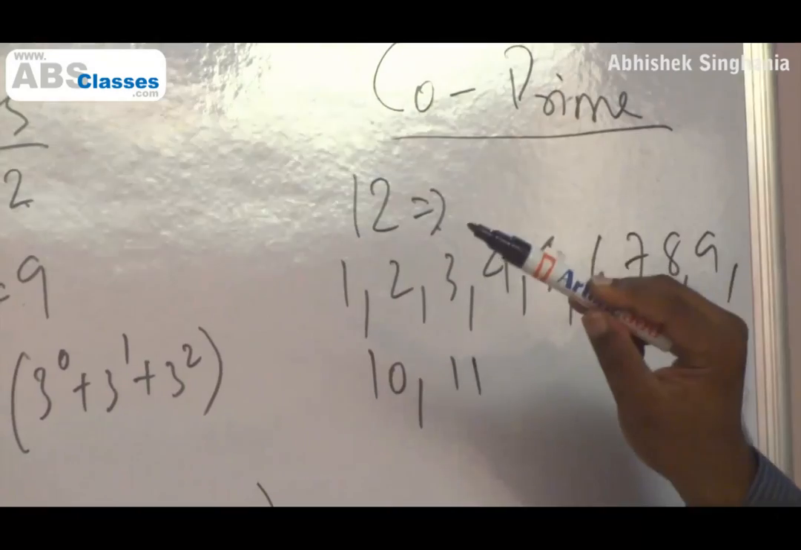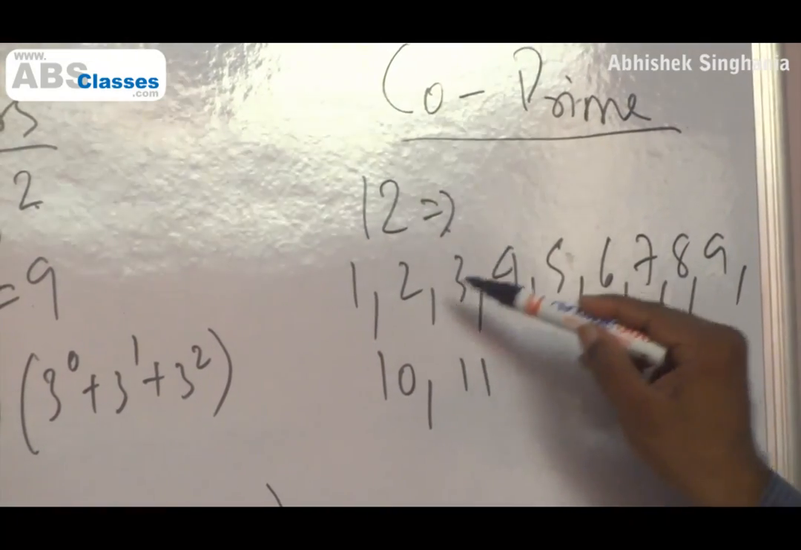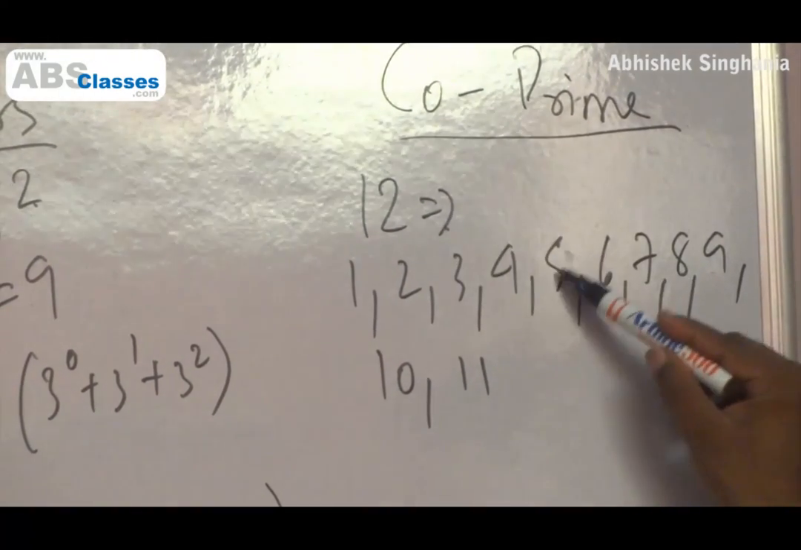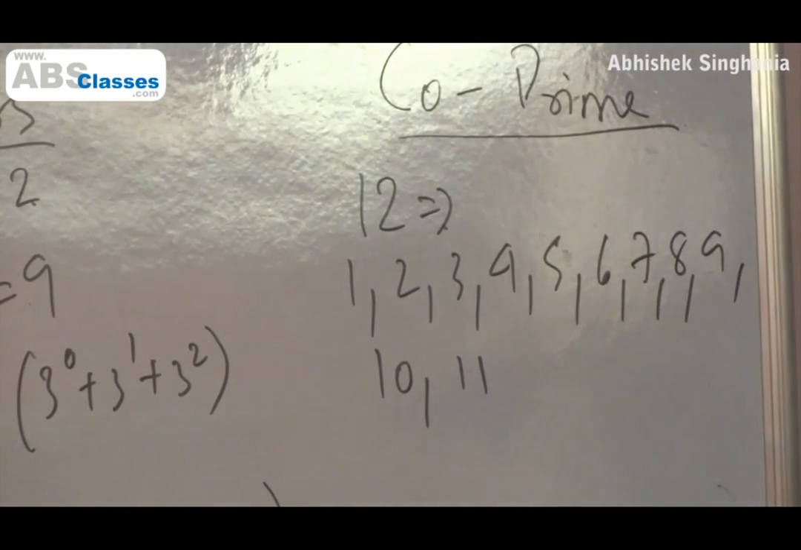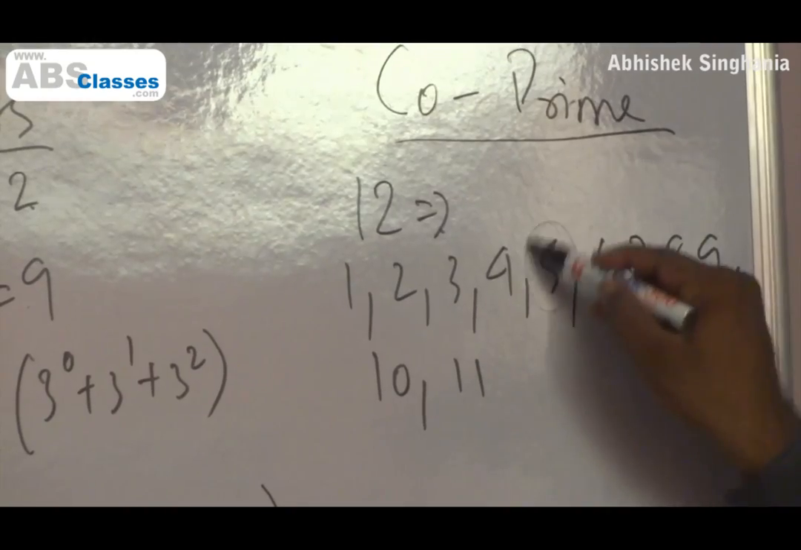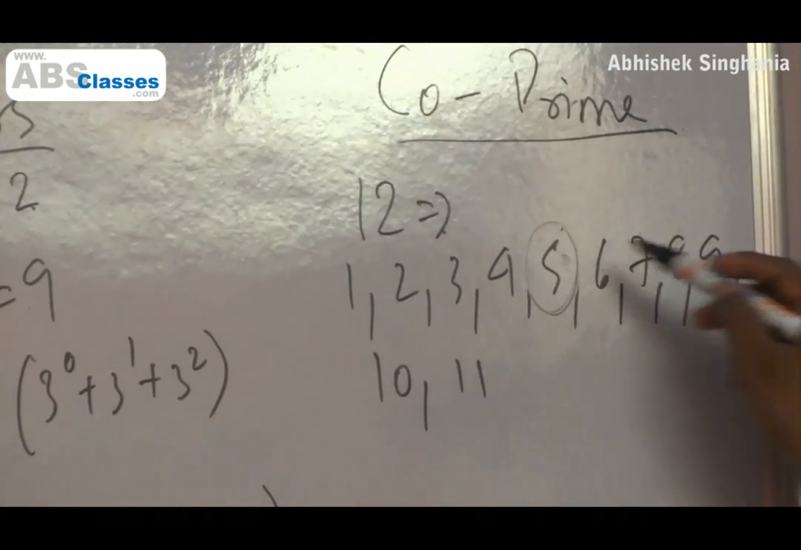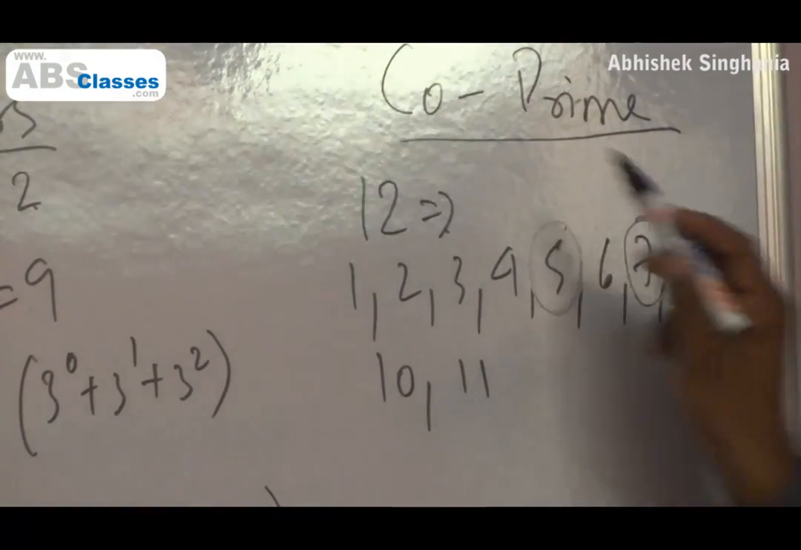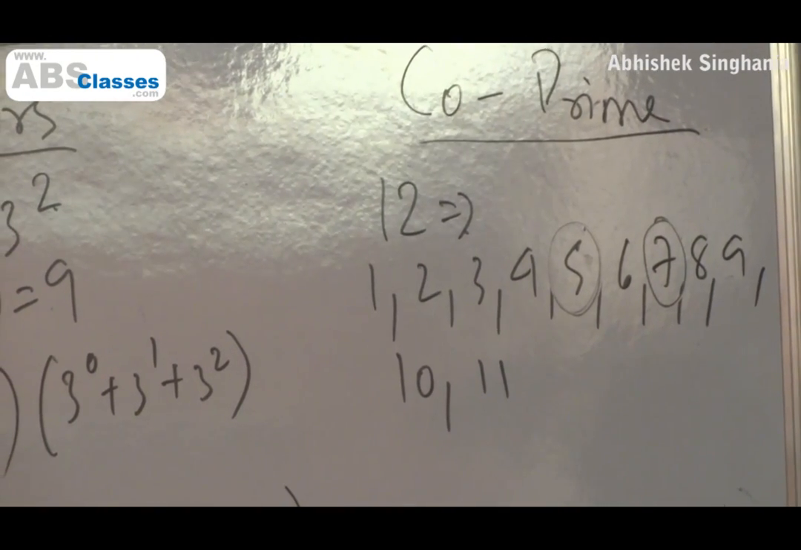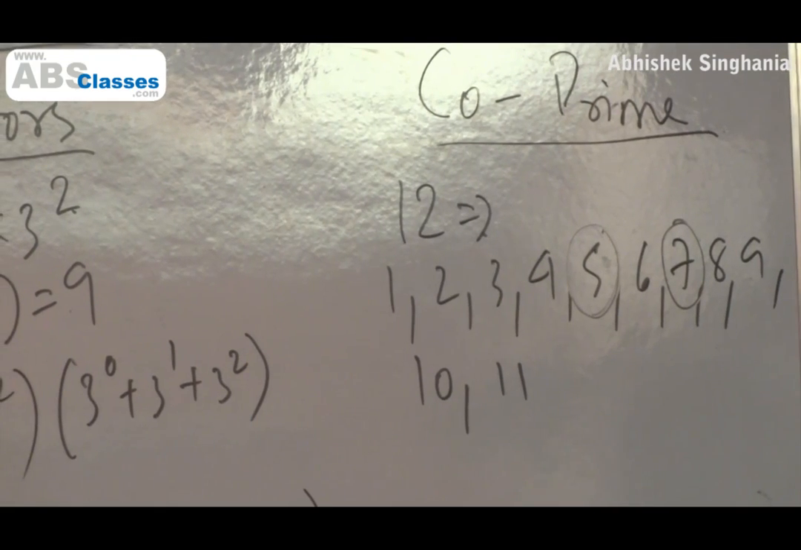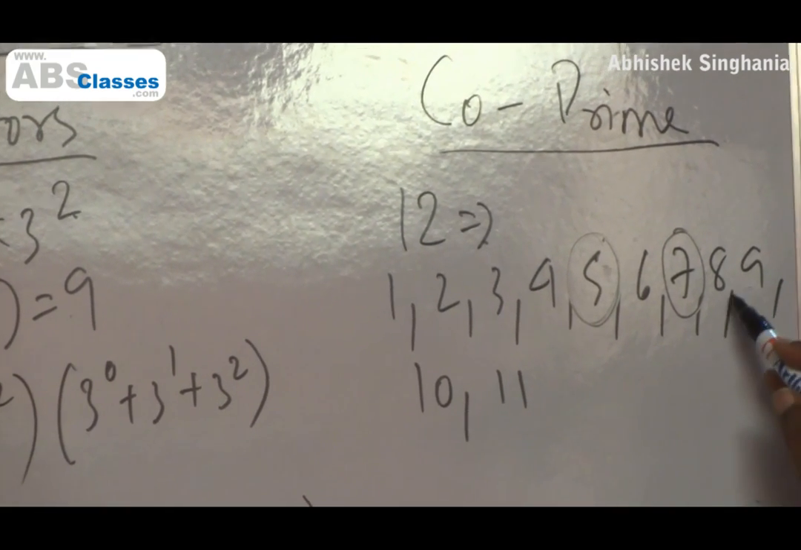1 is a factor of 12, right? 2 is a factor of 12, 3 is a factor of 12, 4 is a factor of 12, 5 is neither a factor of 12 nor has it got anything in common with 12. 6 is a factor of 12, 7 is not a factor of 12, also has got nothing in common with 12. 8 is not a factor of 12, but they have a common factor, 4, also 2, so we won't count 8.